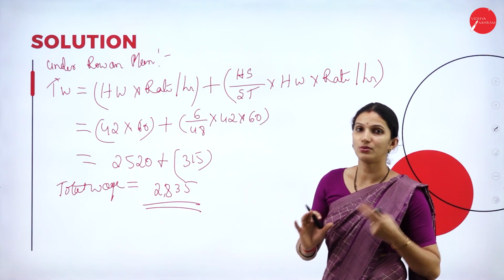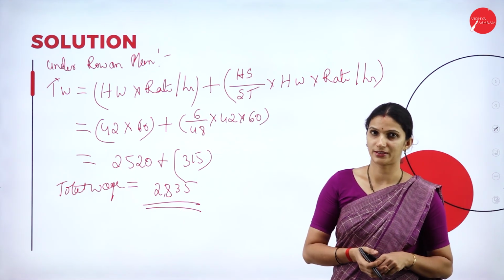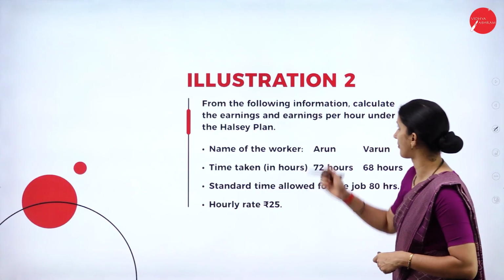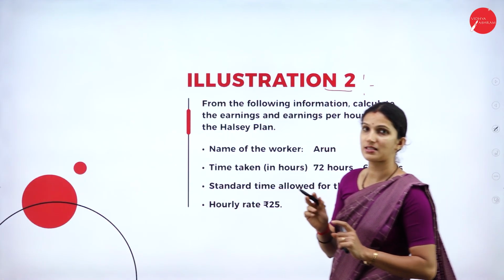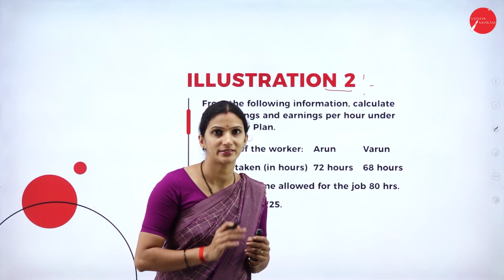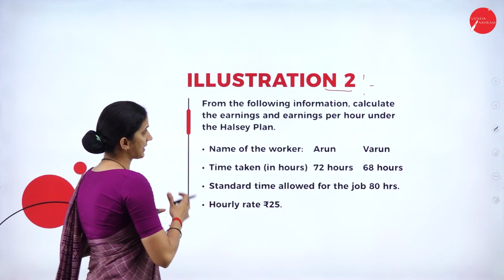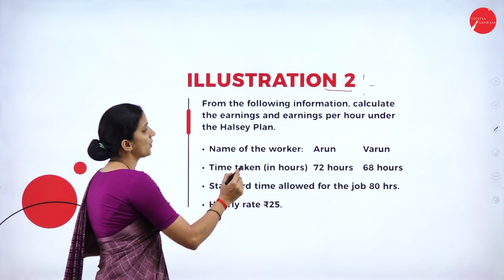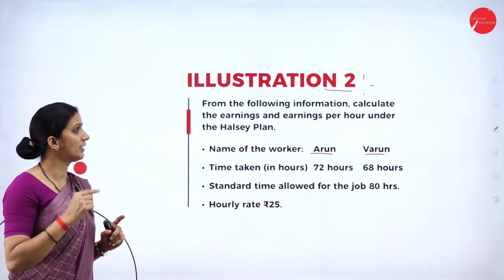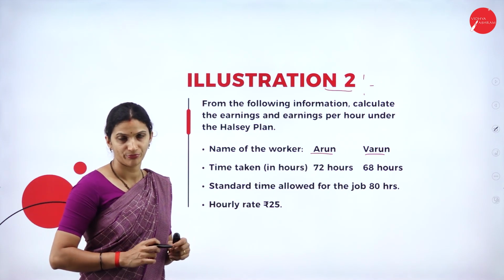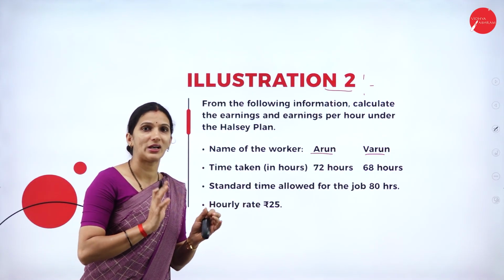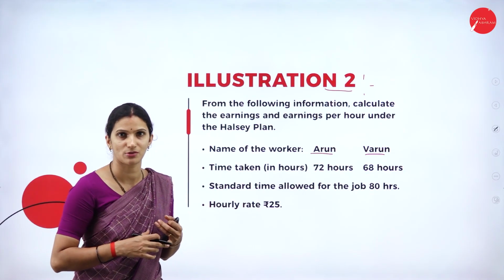So this is all about how we are going to solve the problem, or calculate the total wage here. In the same way we will see another problem, illustration number 2. In the previous illustration 1, you had one worker's information, so you calculated the total wage under both plans. In the second illustration, you have 2 workers, Arun and Varun. For both workers, you have to calculate the total wage. In the semester examination, you will have a 5-mark question, where usually they will ask about 1 worker. That's how we solved the previous question.